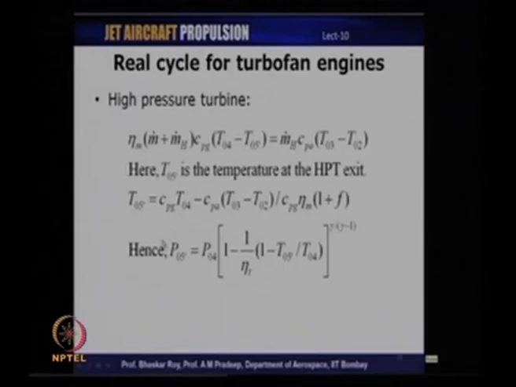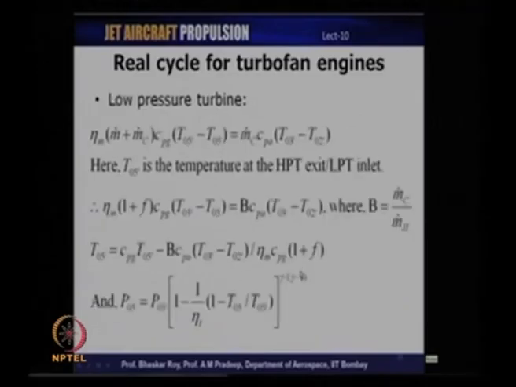Now, in the same manner as we did for a turbojet, we can now calculate the pressure P05 prime, which is equal to P04 into 1 minus 1 by eta turbine into 1 minus T05 prime divided by T04, whole thing raised to gamma by gamma minus 1. So, we have now calculated the temperature and pressure at the HP turbine exit, which is also the LP turbine inlet. So, the next component will be the LP turbine.